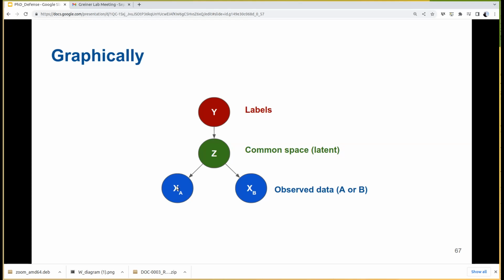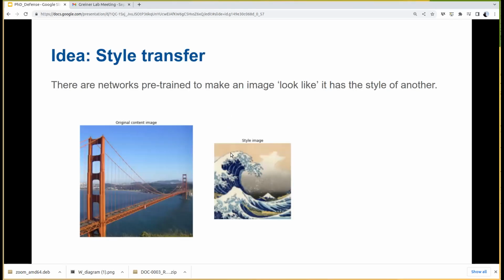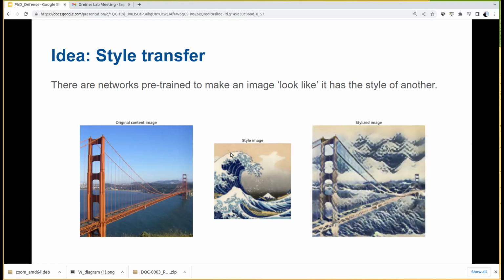A different alternative is to map from XA to Z and then from Z to XB, and then build the mapping between Y and XB directly. And actually, this is what the idea of style transfer is doing. So there are networks that are already pre-trained to make an image look like the style of another. For example, we have this bridge on the left, we have a painting in the middle, and then if we do the style transfer, this is what we get: the content of one and the style of the second one.